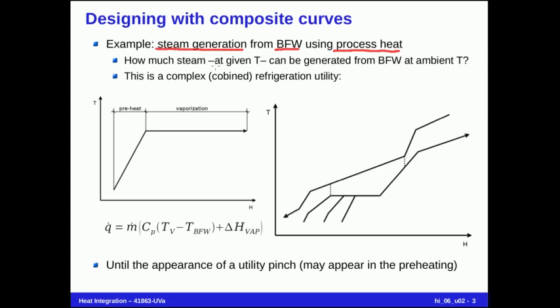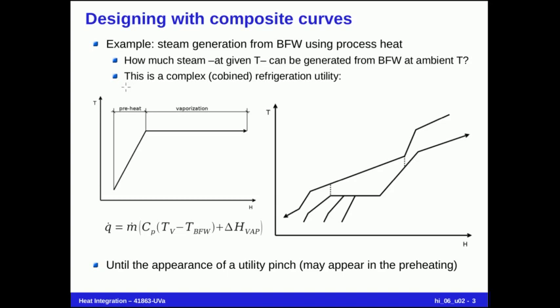Another example. We want to generate steam from boiler feed water, recovering heat from the process. How much steam at a given temperature can be generated starting from boiler feed water at ambient temperature? If this works, we're going to buy a heat recovery steam generator and put it in place.